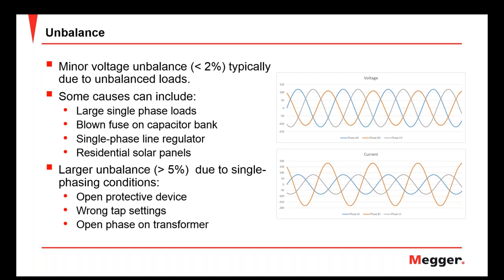Unbalance. The minor voltage unbalance, typically under 2%, is typically due to issues like large single-phase loads, blown fuses and cap banks, single-phase line regulators. Residential solar panels are also a culprit too, because when those get put on, they're not put on three-phase, they're put on 1 or 2 phases, so they're going to create more voltage on those phases than on the other ones. So those are a big culprit of unbalance in the utility area. Larger unbalances greater than 5% are usually due to problems with open protection devices or wrong tap settings or transformer issues.